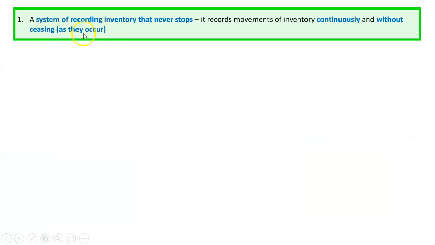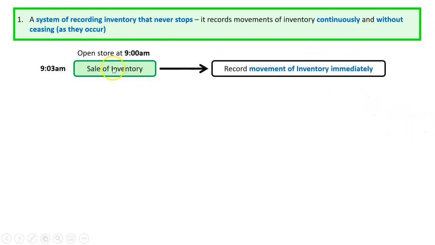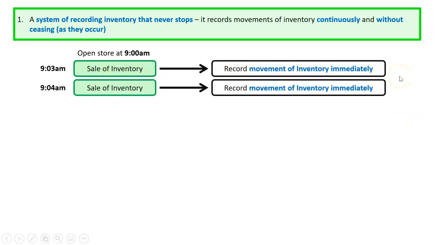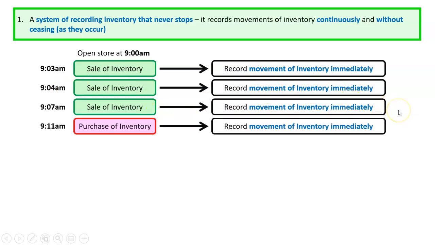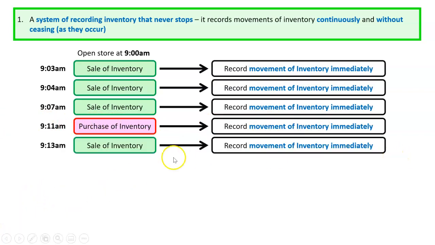So we said the first feature is it's perpetual, it's continuous, it's never ceasing. So let's say we open the store at 9 AM and at 9:03 there's a sale of inventory. Well, the records update immediately, instantaneously on the computers. 9:04 there's another sale. Let's say we're selling that Lego Star Wars game. And it updates automatically. 9:07 someone comes in and buys one. Well, now it updates automatically. Maybe at 9:11 we go, well, we're getting close to running out now, so we better buy some more. So our records update. And then at 9:13 we sell another one.